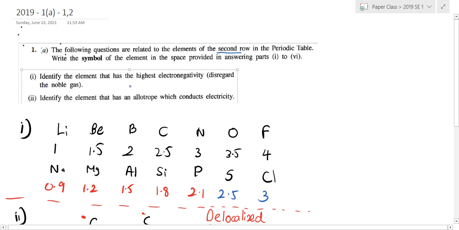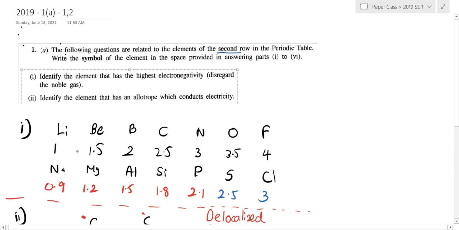Disregard noble gases. Normally we are not taking the noble gases because they won't form covalent bonds, except xenon. Then there are some, like radon, noble gases which can form covalent bonds, but helium, neon, argon do not form any covalent bonds at normal conditions. Therefore, this is the thing you should write.